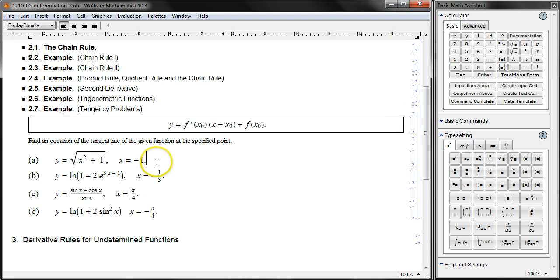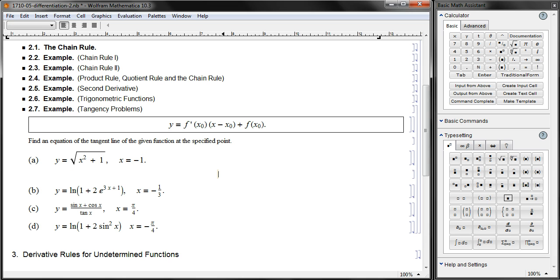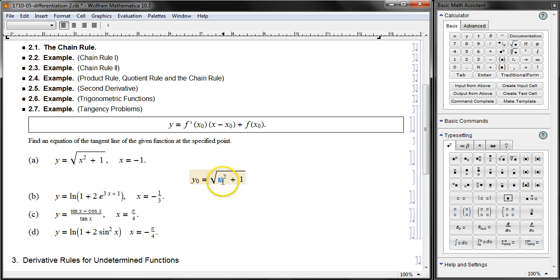Let's go. How about something like this? Easy. What's the point? Why not? It's just this function here, evaluated at x0, which is -1. So let's just plug in -1 in place of x, and what do you get? We get square root of 1 plus 1, that's square root of 2, and that's gonna go right here.